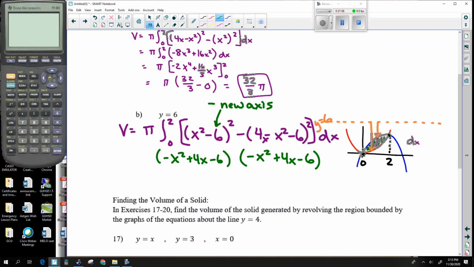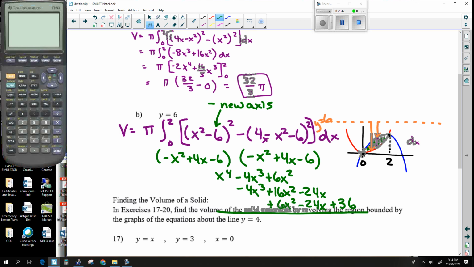All right, let's begin with this first negative x squared. That'll be a positive x to the fourth, negative 4x to the third, positive 6x squared. Now that front negative x squared is taken care of. The middle 4x: that'll be a negative 4x to the third, a positive 16x squared, and a negative 24x. The back negative 6: that is going to be a positive 6x squared, a negative 24x, and a positive 36.